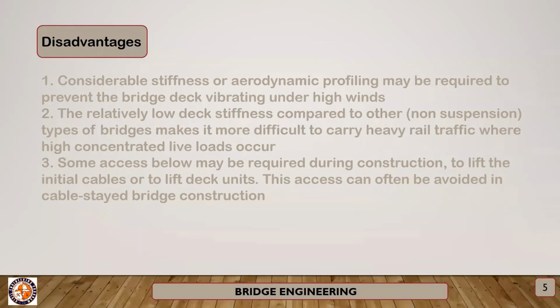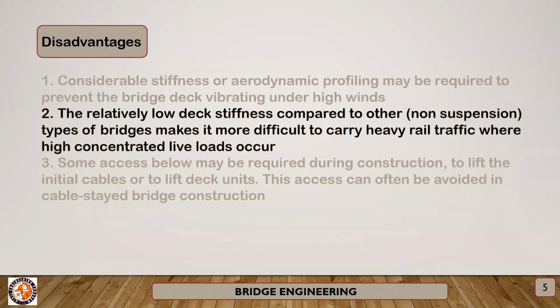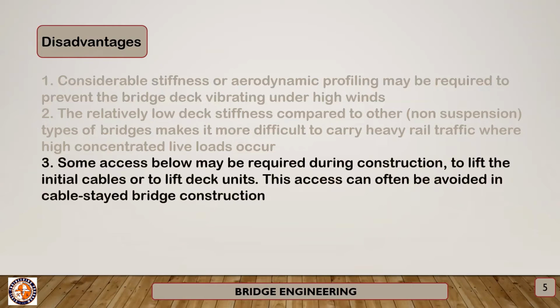Next are the disadvantages. Number one, considerable stiffness or aerodynamic profiling may be required to prevent the bridge deck vibrating under high winds. Next, the relatively low deck stiffness compared to other non-suspension types of bridge makes it more difficult to carry heavy rail traffic where high concentrated live loads occur. Next, some access below may be required during construction to lift the initial cables or to lift the deck units. This access can often be avoided in cable-stayed bridge construction.